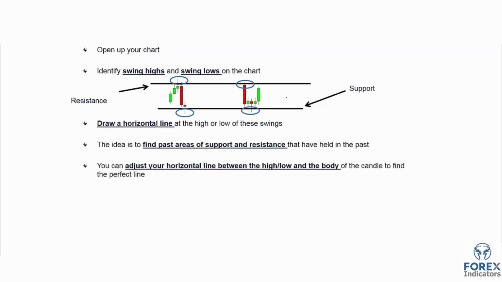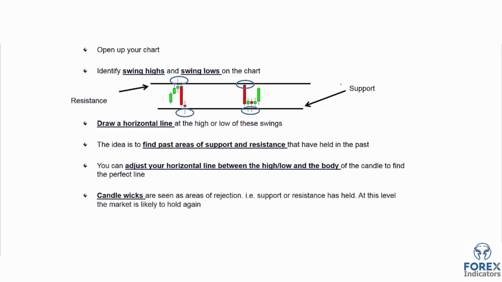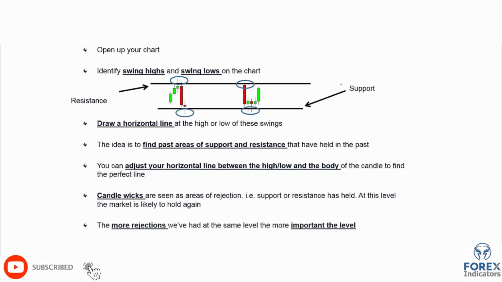You can adjust your line between the high and low and the body of the candle to find the perfect line. In other words, it's okay to go through the wicks here. We call these wicks, but don't go through the body. Candle wicks are seen as areas of rejection, so at this level the market is likely to hold again. The more rejection we've had at the same level, the more important the level.